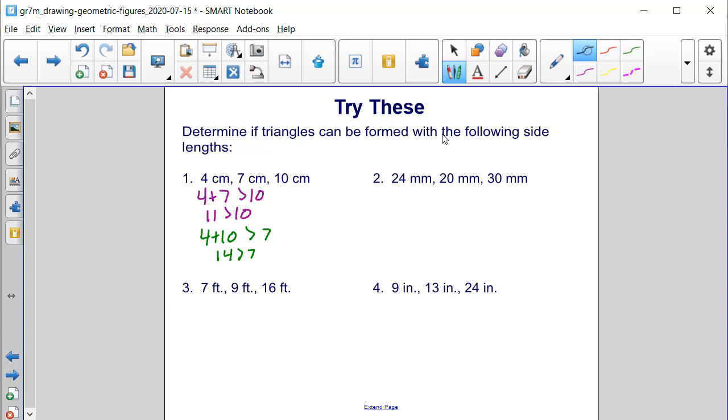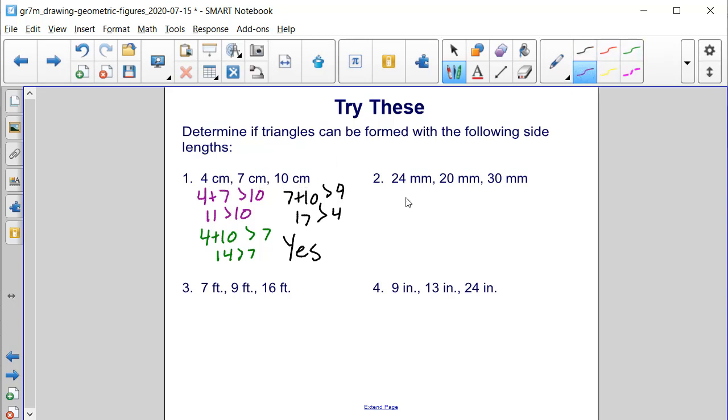All right, now let's try the last set, which are the second and third. 7 plus 10, is that greater than 4? Well, when we add these two numbers up, we get 17, and that is greater than 4. So all 3 of these inequalities work. Therefore, yes, these side lengths will form a triangle.